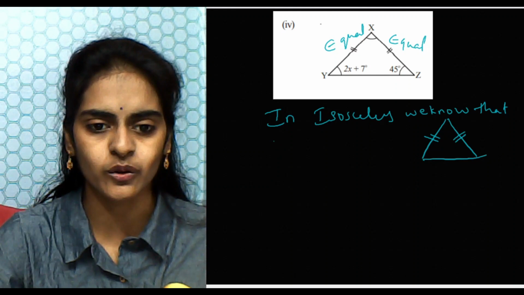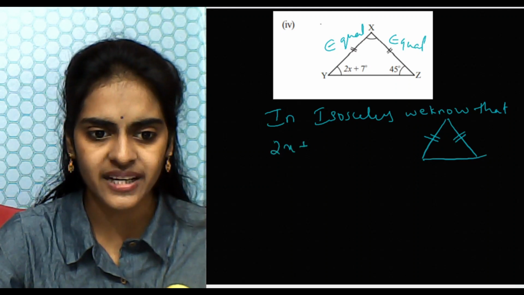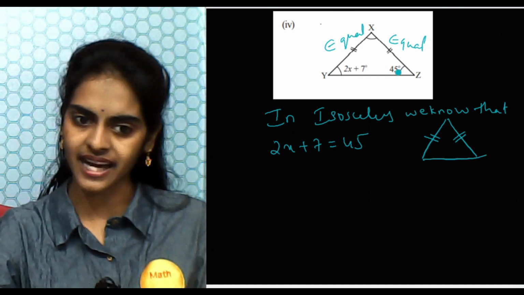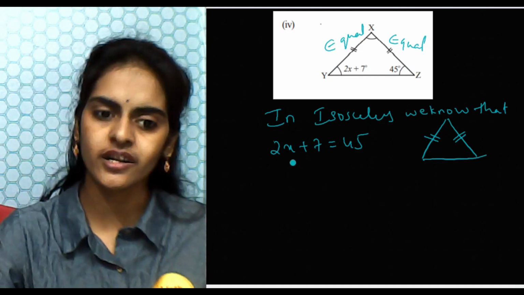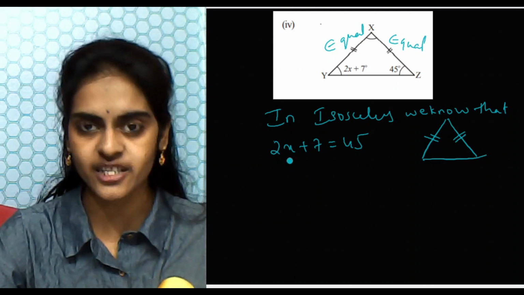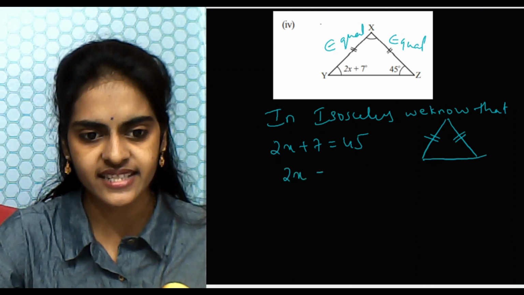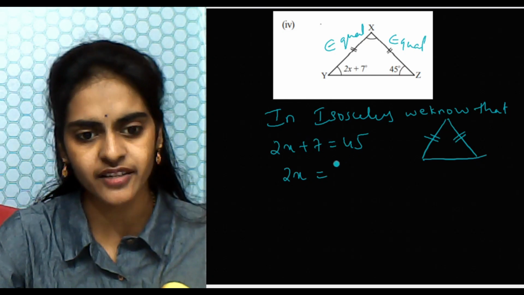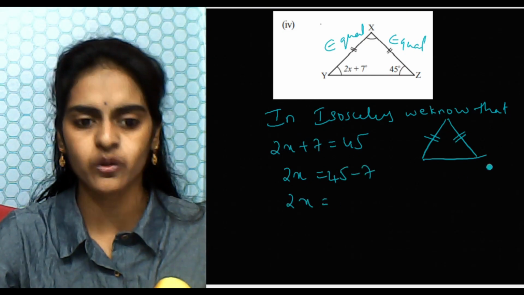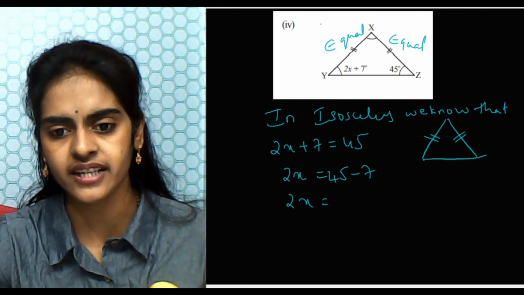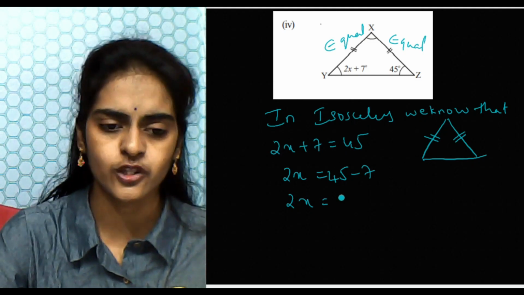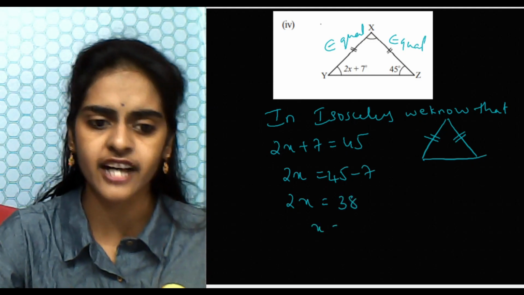So 2x plus 7 is equal to 45. These two are the corresponding angles, so they are equal. Now you got a simple equation. Simply solving it, you will get the answer. I want the x value. So 2x is equal to, let me take this plus 7 to the other side, it becomes minus 7. Clear? So 2x is equal to 45 minus 7, which gives you 38. So 2x is 38. What is the value of x?